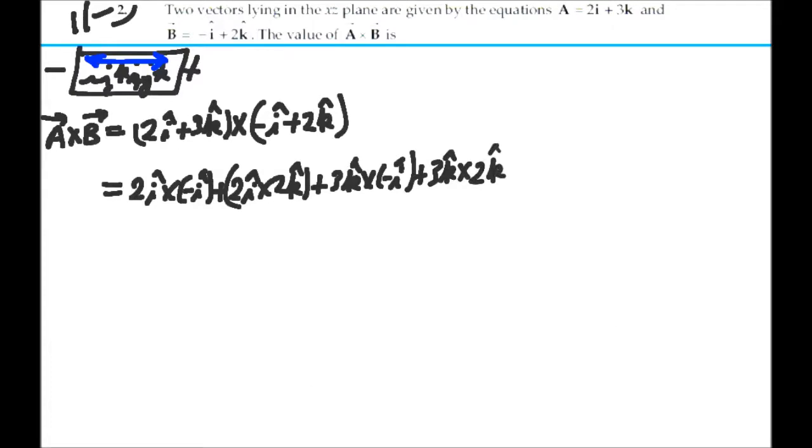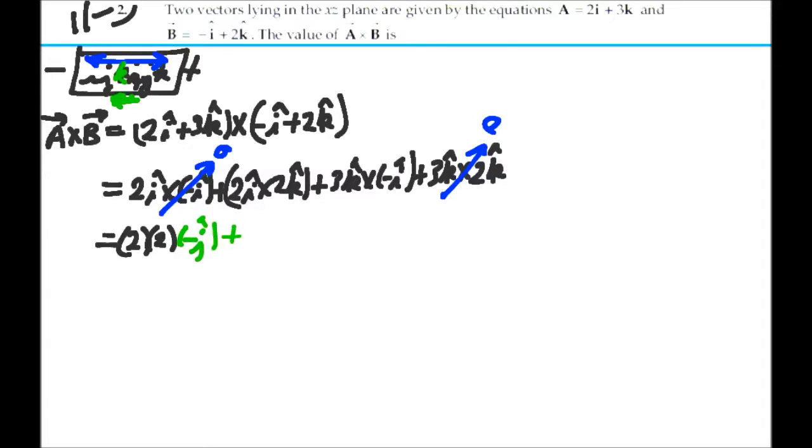Any vector crossed with itself will give you 0. So i cross i will give you 0. A k cross k will give you 0. What we're left with is we have a 2 times 2 and an i cross k. If I were to try to get i cross k, I would have to go to the left on my mnemonic diagram here. I cross k this way, as I'm going to k there. So that's going to leave me with a negative j for that.